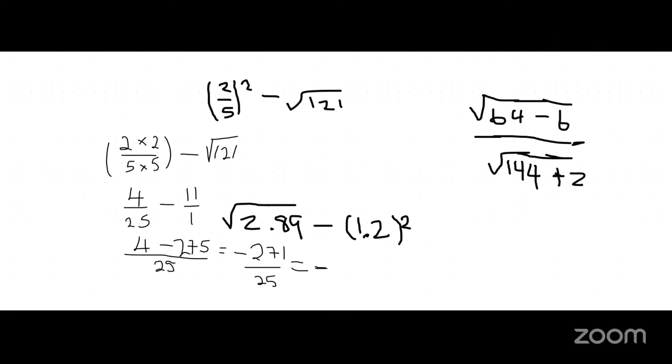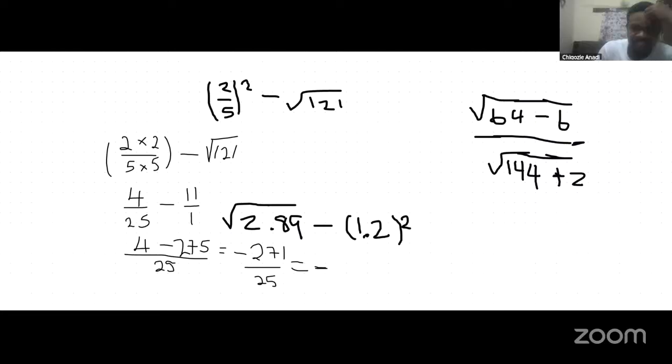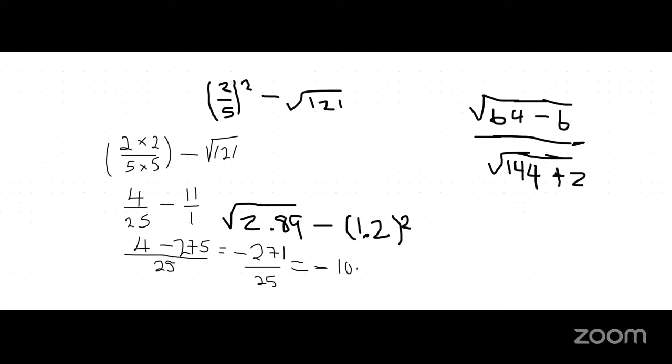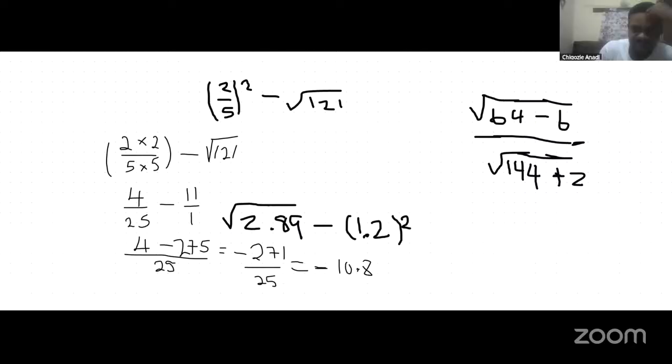Negative 10 point eight, eight, 84. Yeah, 84. Very good. So the answer is negative 10.84. And this is the way we solve this particular question.